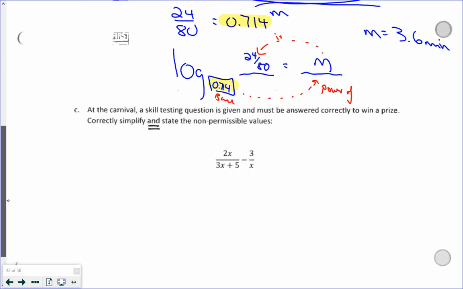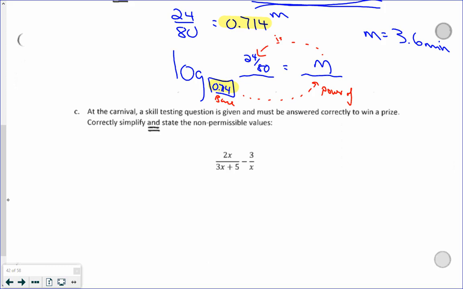Part C. At the carnival, so again, same theme. We're still at this carnival. A skill testing question is given and must be answered correctly to win a prize. Correctly simplify and state the non-permissible values. So this is now your rationals unit, and you can see that it's a subtract. So again, think about what unit you're in, then attack the question.